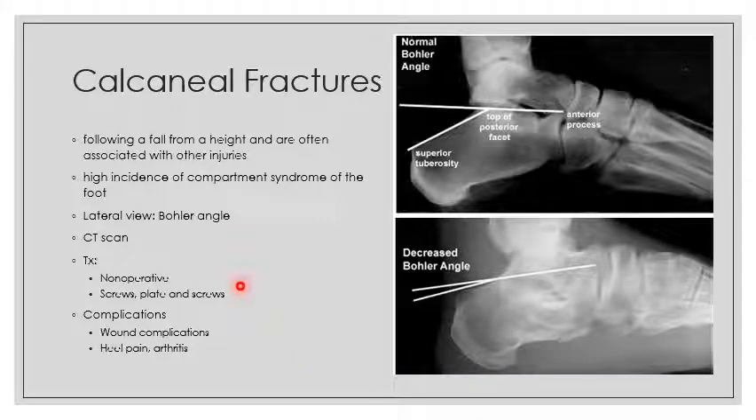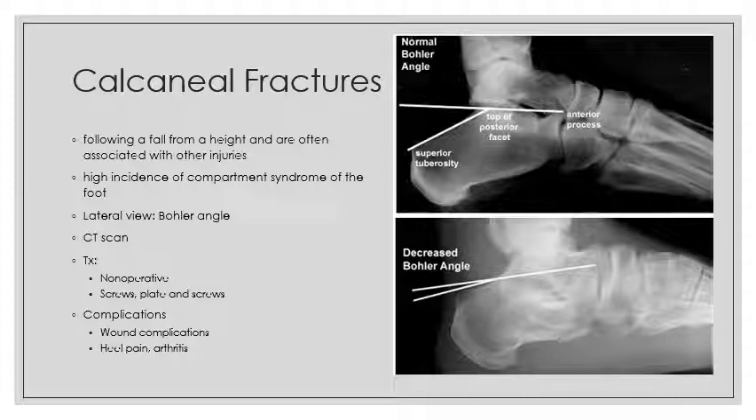On lateral view, this is how we measure the Bohler's angle. So this angle as compared to this one is indicative of a calcaneus fracture. If you can appreciate, the fracture is probably going this way, pushing this fragment, so instead of this angle, the angle has been shortened. In bigger hospitals, we can ask for a CT scan.